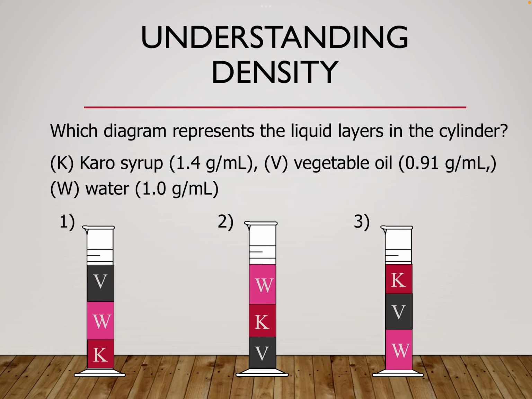All right, thinking about what we were just talking about with the sinking and the floating, which diagram will represent the liquid layers in the cylinder? You have three different liquids: corn syrup, which is K, vegetable oil, which is V, and water, which is W. I want to know what order they would show up in a graduated cylinder if I poured them all together. You'll need to think about the densities for this problem. So go ahead, pause here, think about this, come back when you're ready.